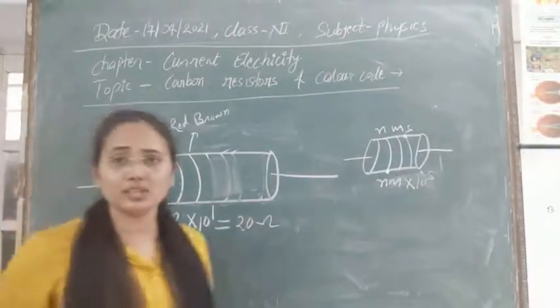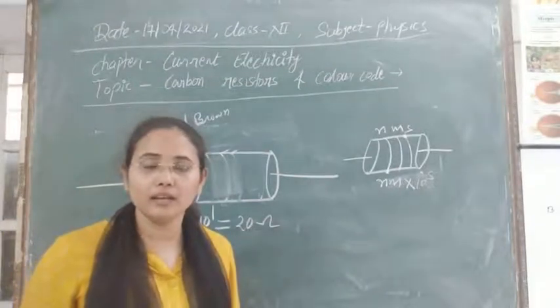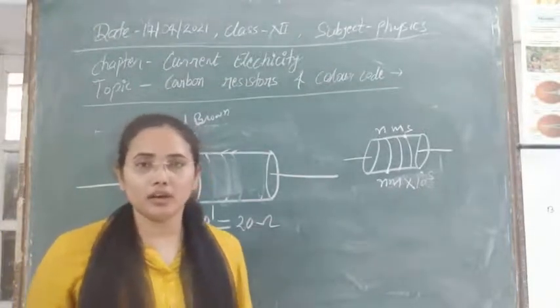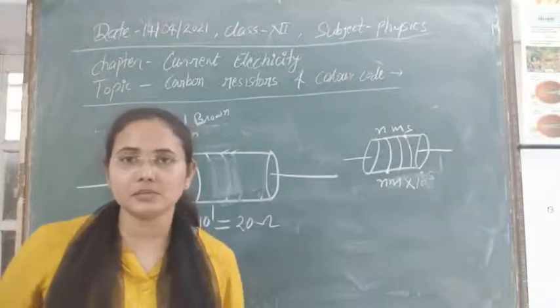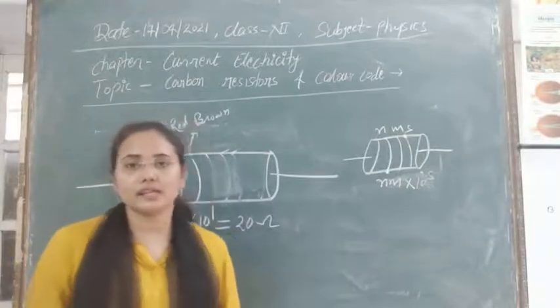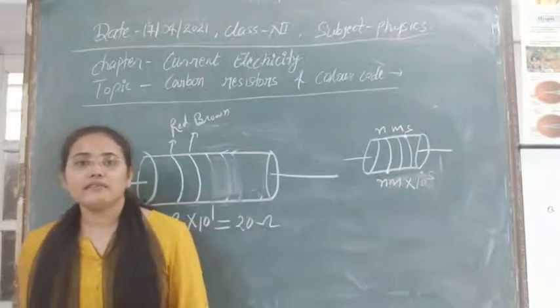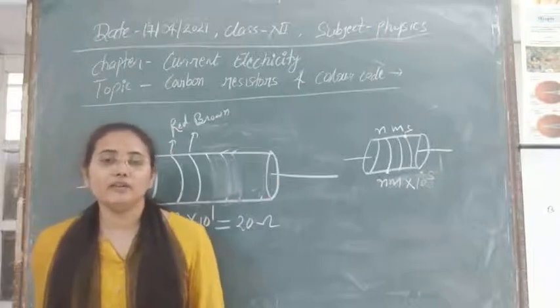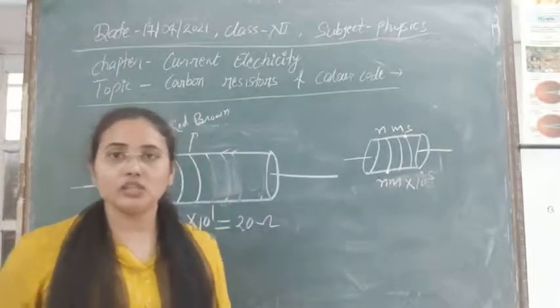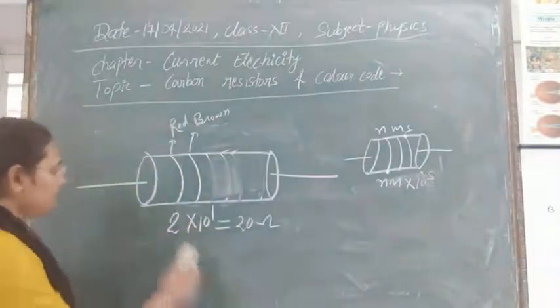So easily by using this concept of color coding, we can find out what resistance the resistor is made up of. That's why you can say color coding is very efficient to find out the value of resistance by using only a chart that we have.